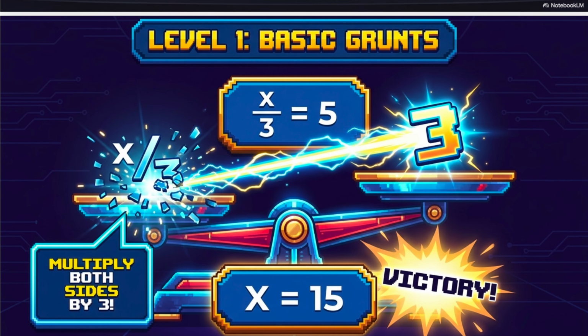Let's start with the simplest kind. x over 3 equals 5. Since the denominator is 3, I multiply both sides by 3. On the left side, the 3 cancels the denominator, so I'm left with x. On the right, 5 times 3 is 15, so the answer is x equals 15.